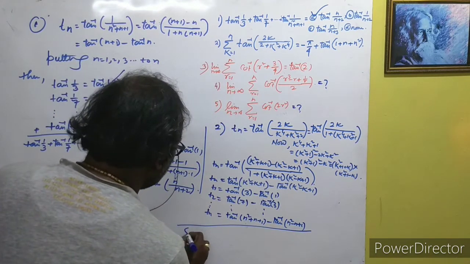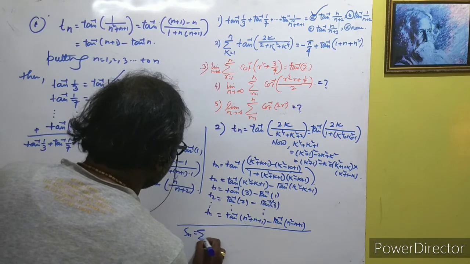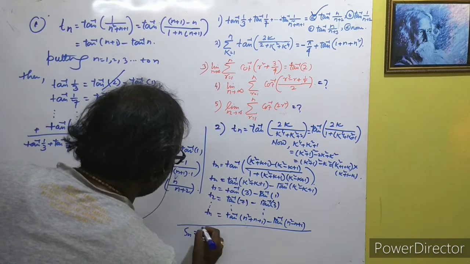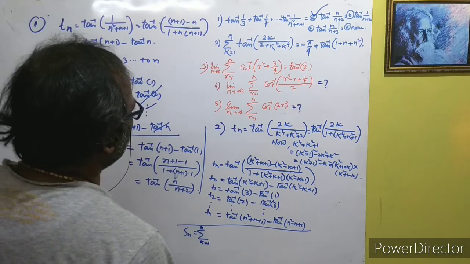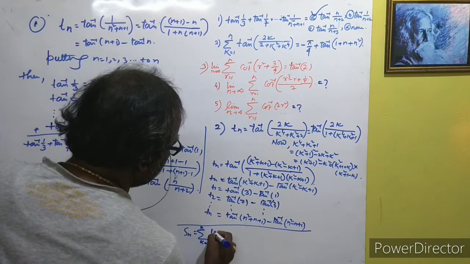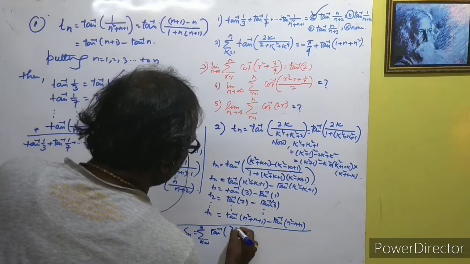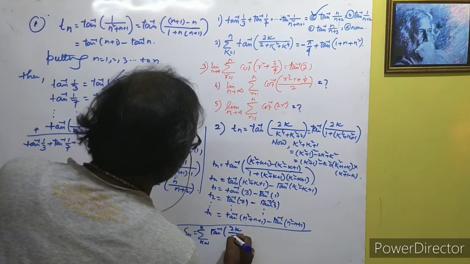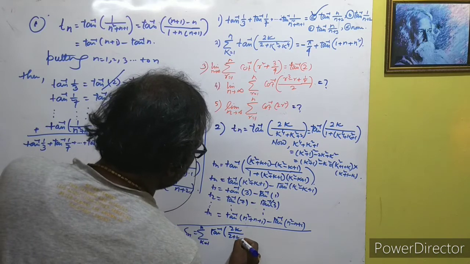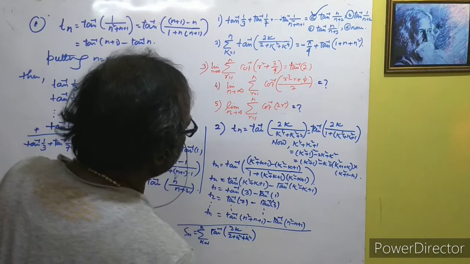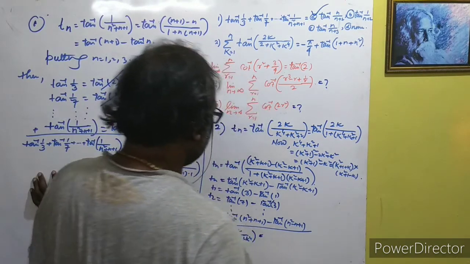That is, you can say that Sn, and that is also, notation here is like that, k equal to 1 to n, and that is tan inverse. We can write here 2k by 2 plus k square plus k to the power 4. And it is the sum.